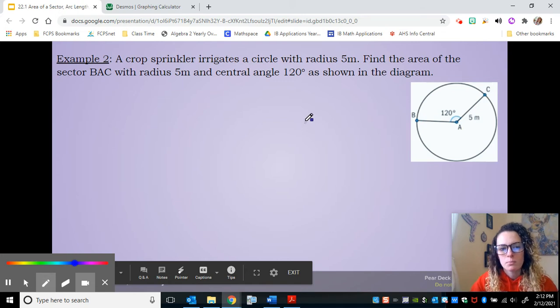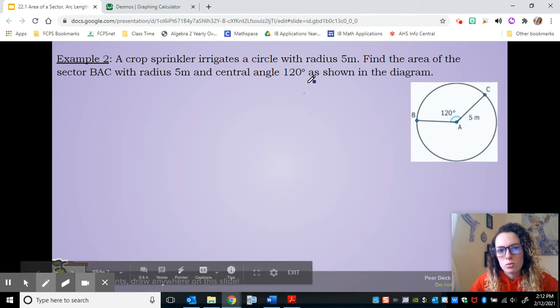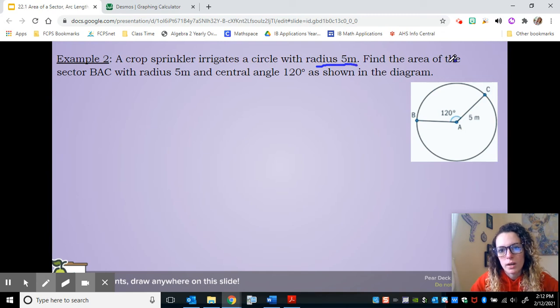Example 2: a crop sprinkler irrigates a circle with a radius of 5 meters. We're finding the area of sector BAC with radius 5 meters and central angle 120 degrees, as shown in the diagram. Just a heads up, they'll usually name your sectors with 3 different points: the center of the circle, and then whatever other 2 points they're starting and stopping at. So they're looking for us to find the area of this sector.